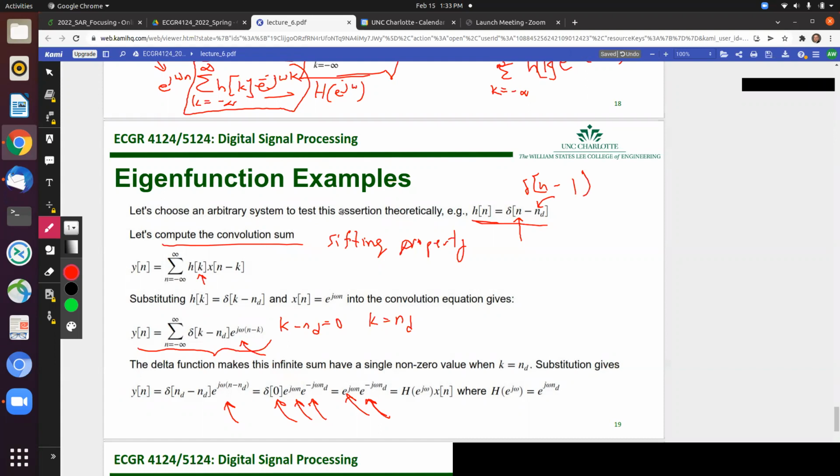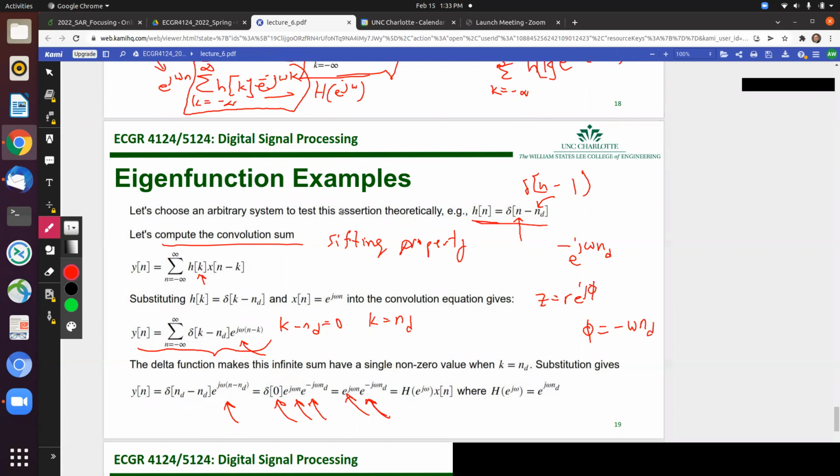It has magnitude 1, and what is its phase? What is the phase of the number e to the minus j omega nd? Remember, for a complex number, we represent it as r e to the j phi. We call r its magnitude and phi its phase. So what is the phase of this? This complex number has magnitude 1 because that's r, and it has phase phi equal to minus omega nd.